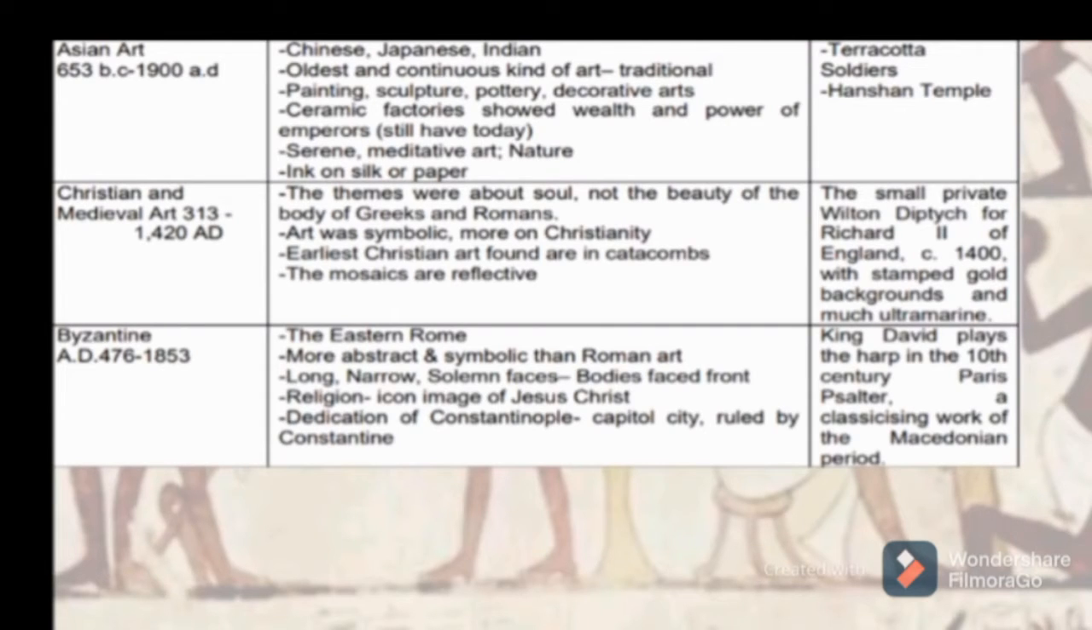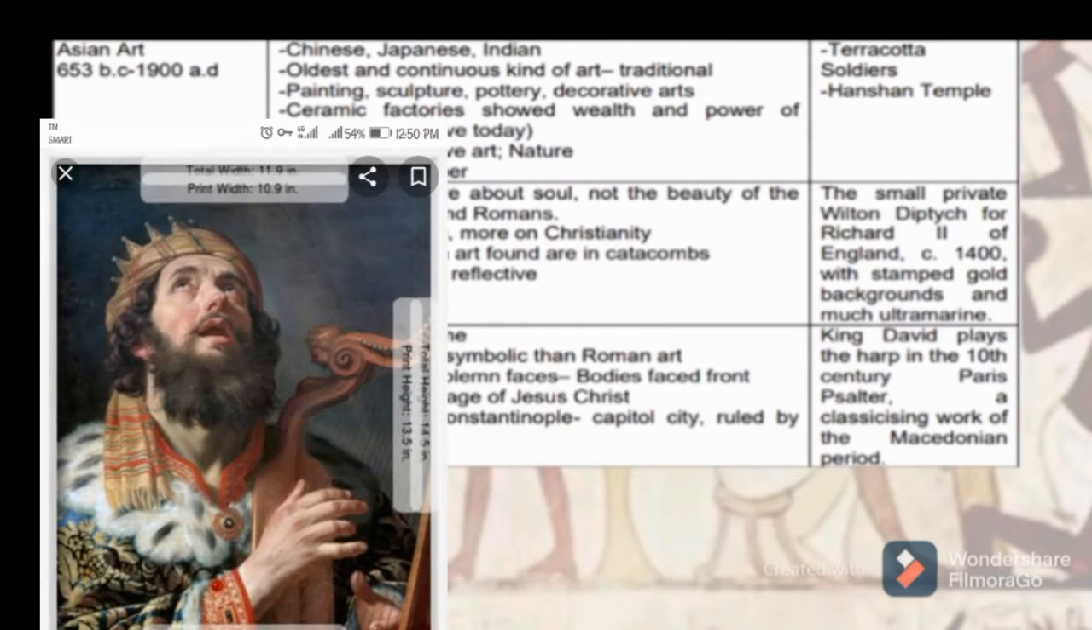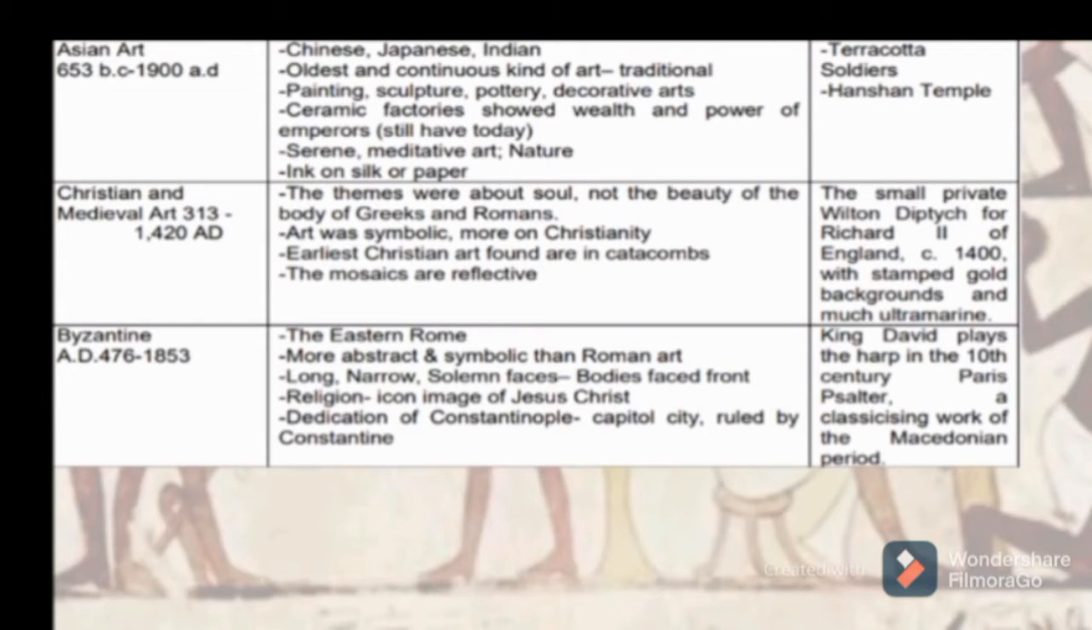So, when we say Byzantine, more on abstract and symbolic. So, makikita nyo po minsan may icon po siya na image of Jesus Christ. So, yun po. The example of this is King David playing the harp in the 10th century Paris Psalter, a classicizing work of the Macedonian period. So, that's all my report.